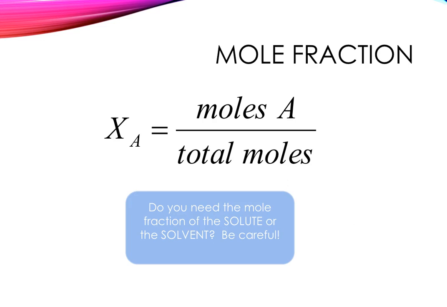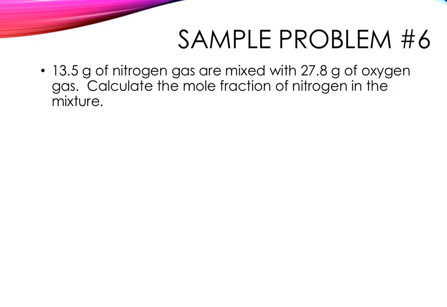The other thing to do is to pay attention to whether you're solving for the mole fraction of the solute or the solvent. This can come up with things like Raoult's law when you're doing gas behaviors. Although that's not part of the AP curriculum, some of you watching this might encounter that in your class and need to know about that. So a typical problem for the mole fraction. 13.5 grams of nitrogen gas are mixed with 27.8 grams of oxygen gas. Calculate the mole fraction of nitrogen in the mixture.